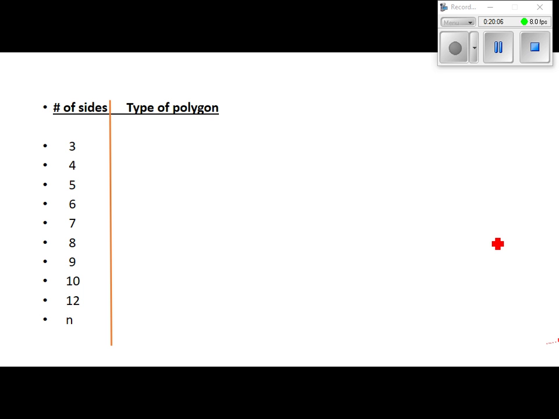Do we write this on the note? Yep, in your notes. Alright. So, number of sides, 3, 4, 5. How come I skipped 1 and 2? What's the polygon that's got one side? There isn't any. What's the polygon that's got two sides? Nothing.